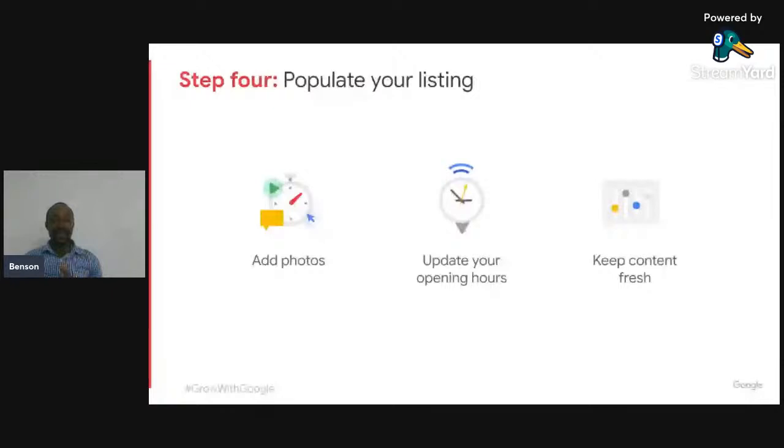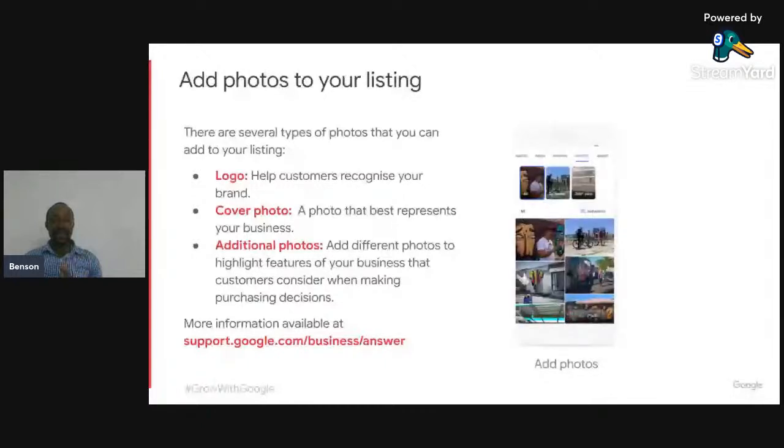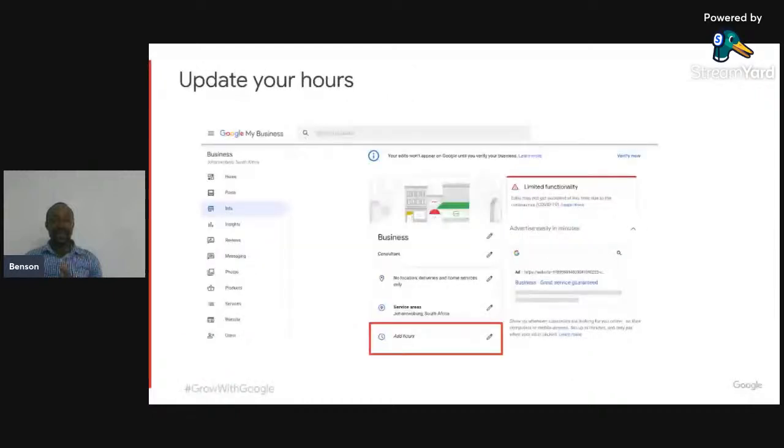Remember that when you're populating your Google My Business, you are doing something we call search engine optimization, that helps you rank higher on the first page of Google search for your locality. So when you're adding your photos, you have to add the logo, cover photo and additional images that give more details about your business. And when you update your hours, you are able to notify clients or visitors when you are open, when you are not open, and when you are temporarily closed.